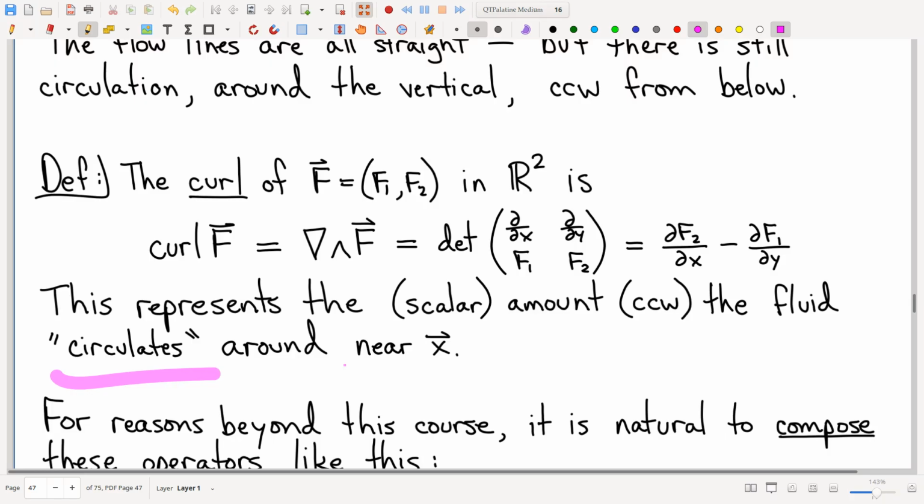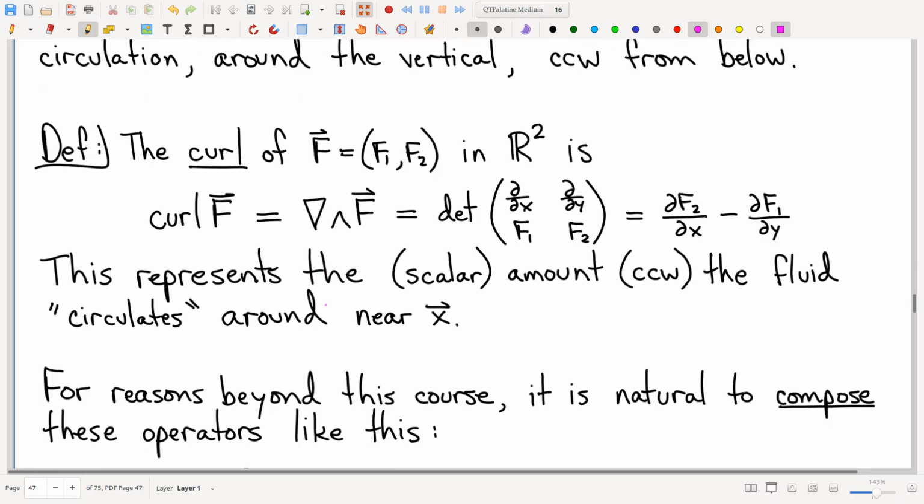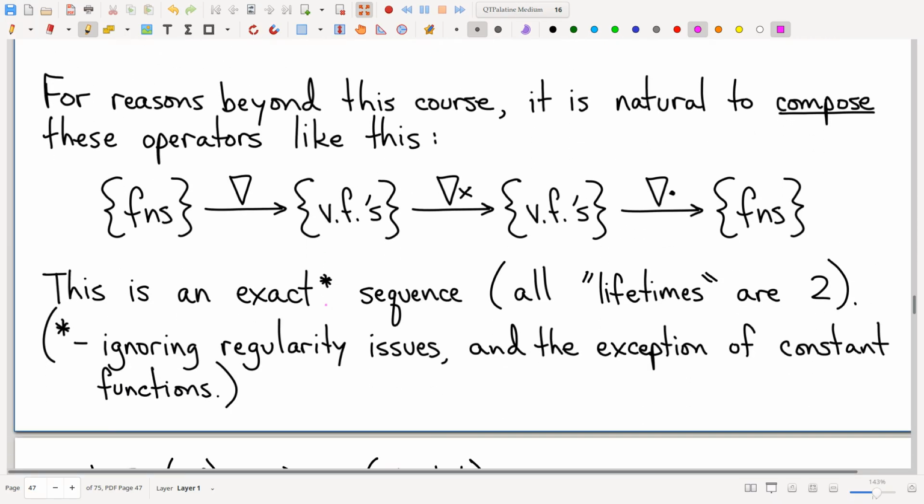Okay, so again, same interpretation. It represents circulation, whatever that means. You can imagine 2-dimensional versions. Whichever way the fluid is rotating tells you whether the curl is positive or negative. Okay. All right, now some more foreshadowing.